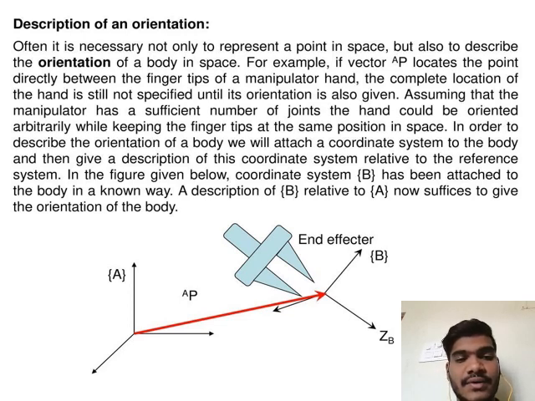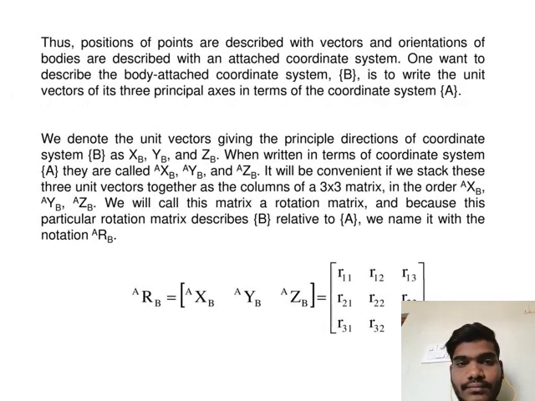In order to describe the orientation of a body, we will attach a coordinate system to the body and then give a description of this coordinate system relative to the reference system. In the figure given below, the coordinate system B has been attached to the body in a known way. A description of B relative to A now suffices to give the orientation of the body.